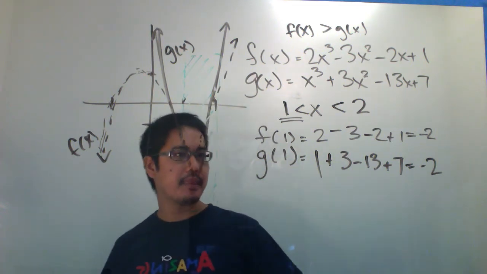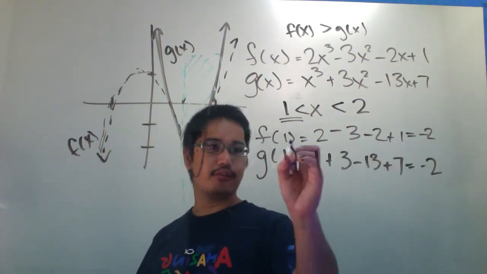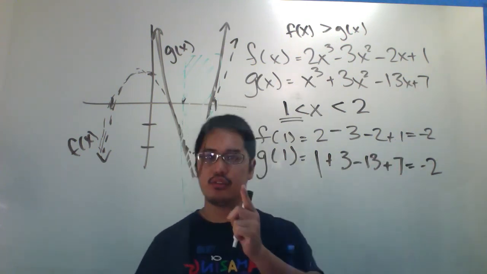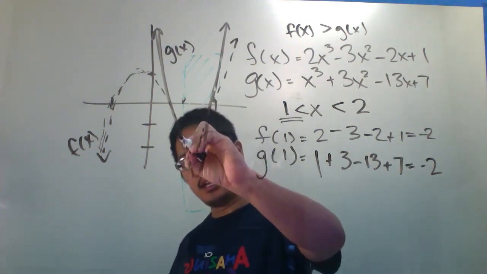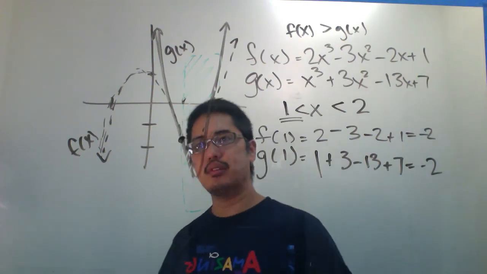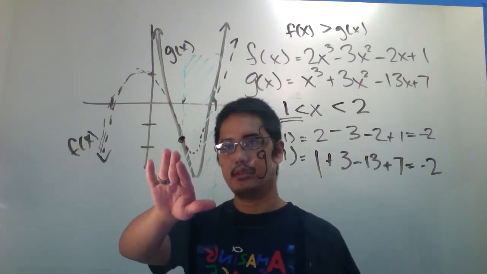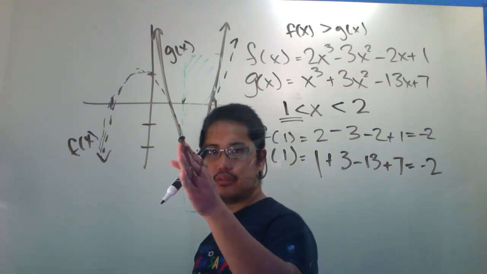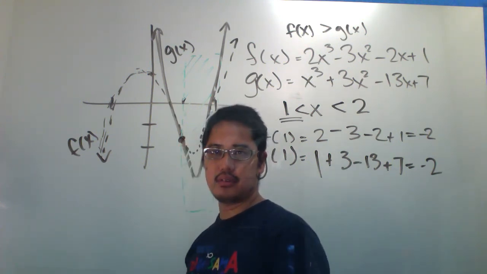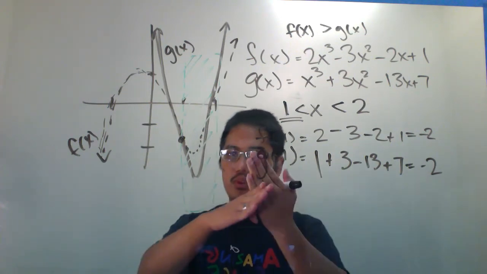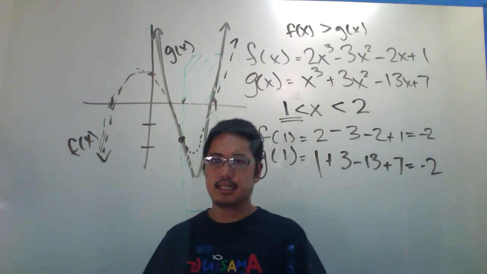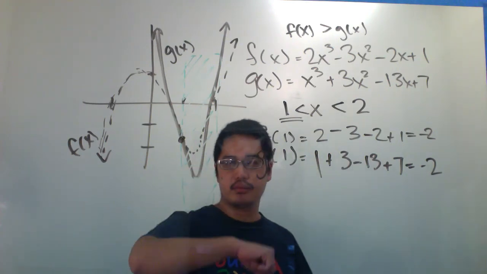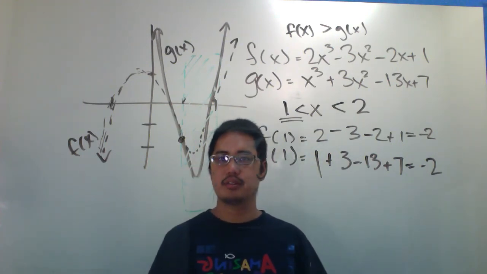Now, see, f of 1 is negative 2, g of 1 is negative 2, so I can tell you that they have the same y value in between here and here. So I can tell you that they definitely do cross each other, or at least they touch at that point. Does that make sense to you? At the value of 1.